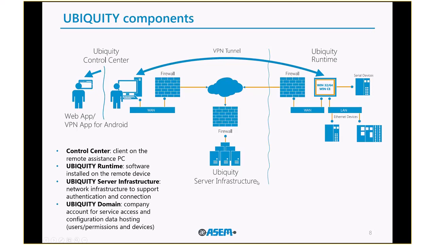So to get everything working in the middle, we need what we call the server infrastructure. So we need something that makes the left side of this slide talking with the right side. And in the next slide, we will talk quickly about the server infrastructure. Ubiquity domain is actually the customer account. If you want to use Ubiquity, you need an account. We are calling this a domain. So you have to register. You have to pay for a domain.